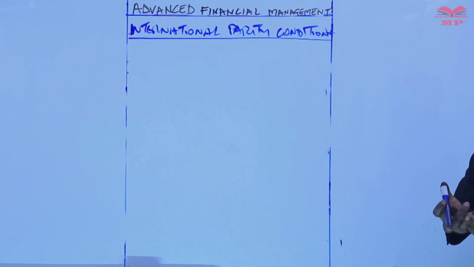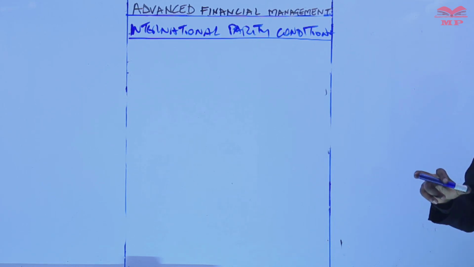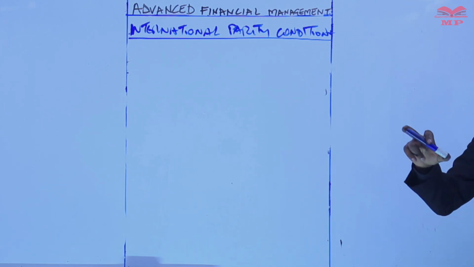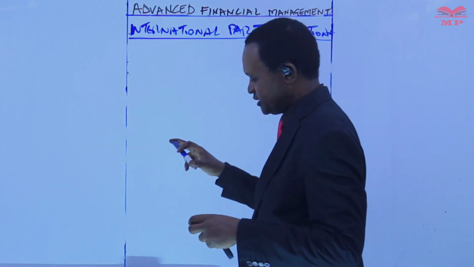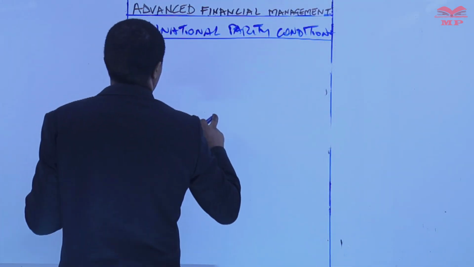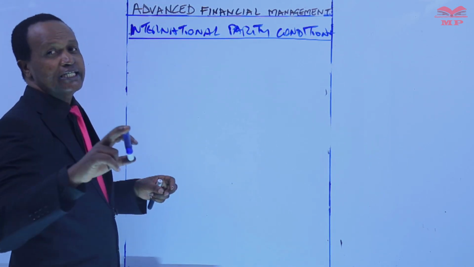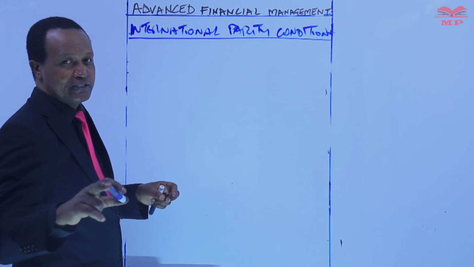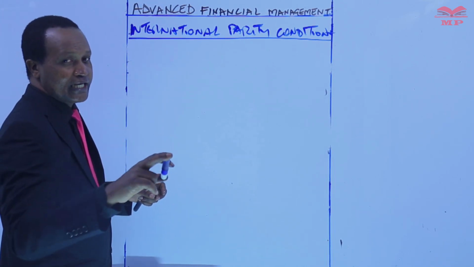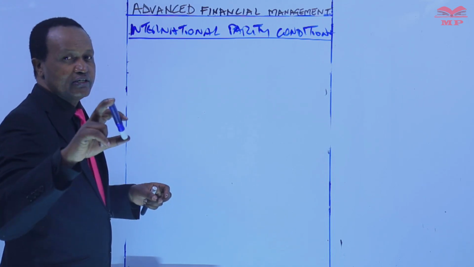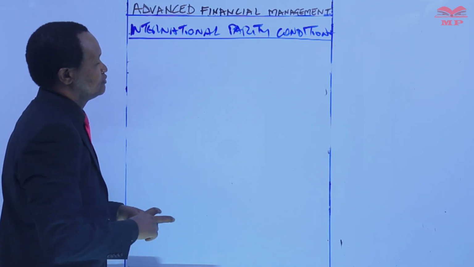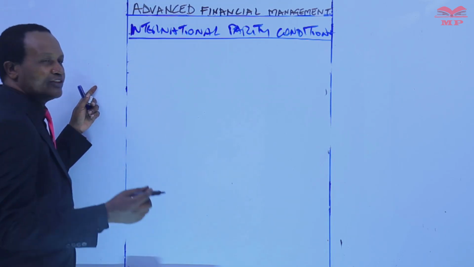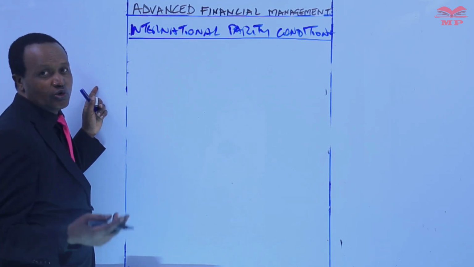International parity conditions refers to economic theories that explain how foreign exchange rates should be determined based on underlying economic fundamentals. So these are theories, candidates. Conditions, theories.